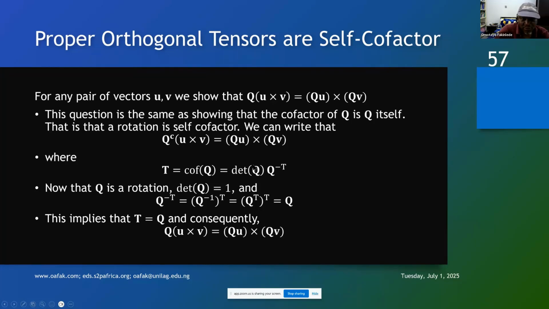So since the determinant of Q is 1, and the transpose of it is its inverse, that means that the cofactor of a proper orthogonal tensor is the same as itself. You can see why transformation can be very useful. Because if you have transformed and you know that a tensor is orthogonal, many of the things you are trying to calculate will no longer need calculation. Because, for instance, its cofactor is itself, its inverse is its transpose. It's easier to work with.